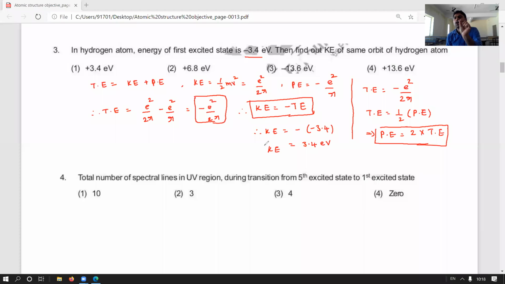So in that question, total energy they gave is minus 3.4 electron volts. What is the kinetic energy of the same orbit of the electron present in the hydrogen atom? Then its kinetic energy is equal to 3.4 electron volts. Here it is a positive symbol, but total energy has a negative sign. That is the only difference. Okay, clear students? Anybody have doubt? Let me know.